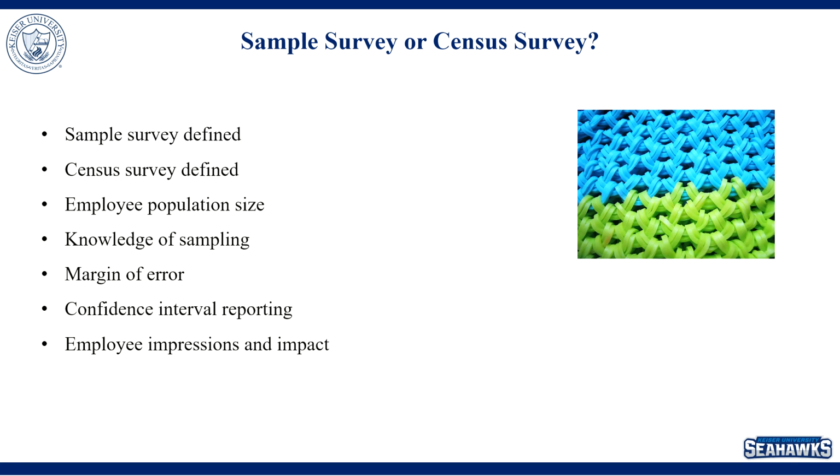For example, let's say leadership wants to take a general temperature of job satisfaction and the organization consists of 10,000 employees. Well, it may be impractical, unnecessary, or too costly to do a census survey. Therefore, just a survey of a sample of employees would be more appropriate. So the employee population size is important to consider.